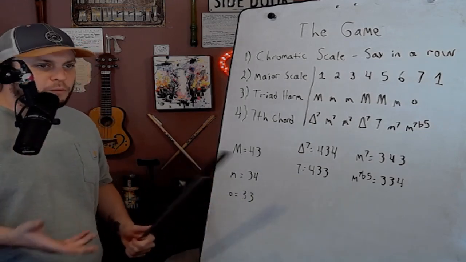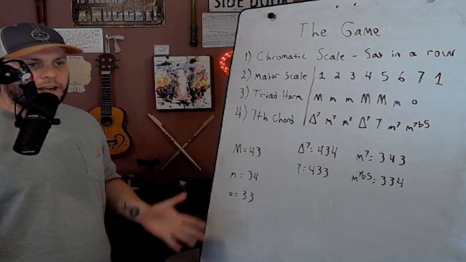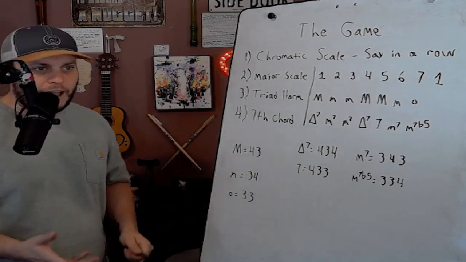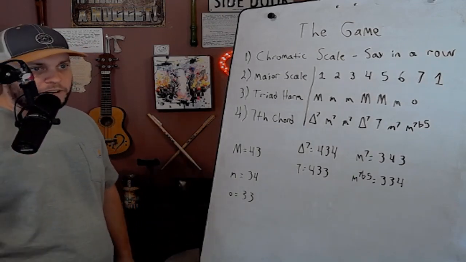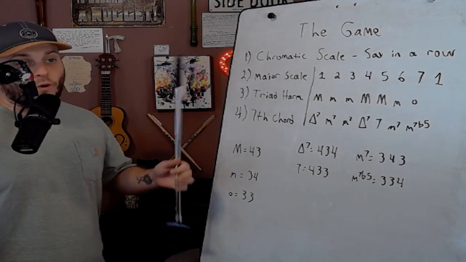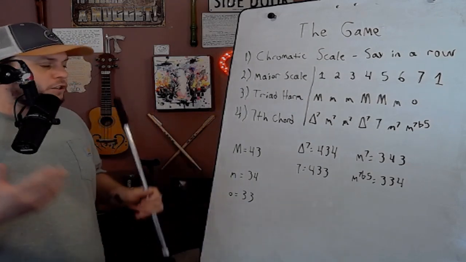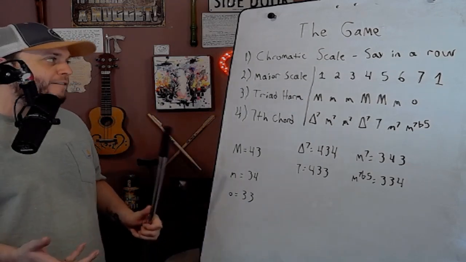A lot of this is going to be review, so I'm not going to re-explain every single thing, but let's just play and I'll show you how to quiz yourself, how to quiz other people, and this is what I do with a lot of my students. So level 1 is the chromatic scale. We learned about this before: 12 notes separated by half steps.